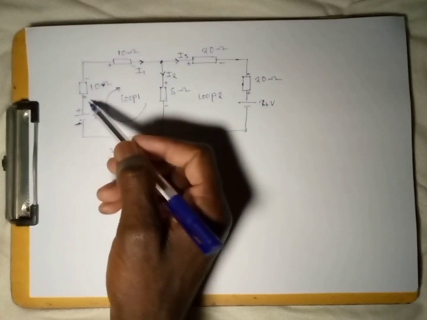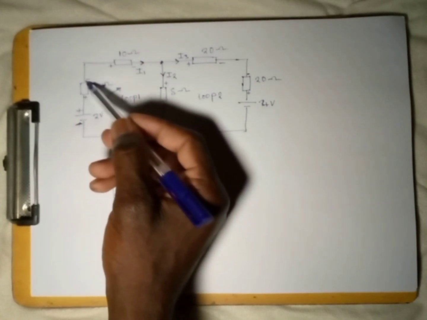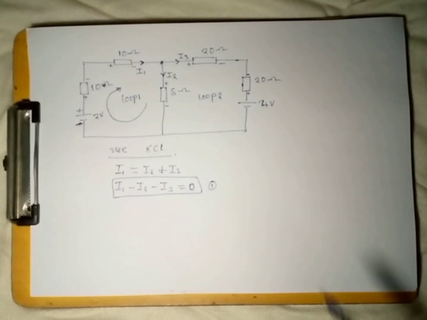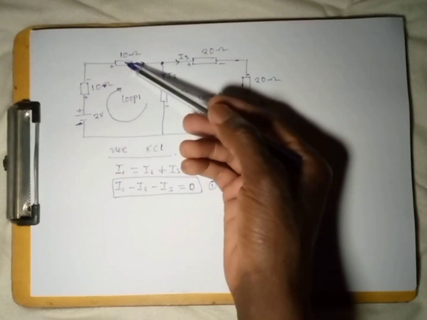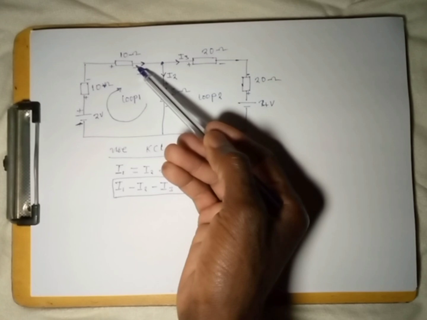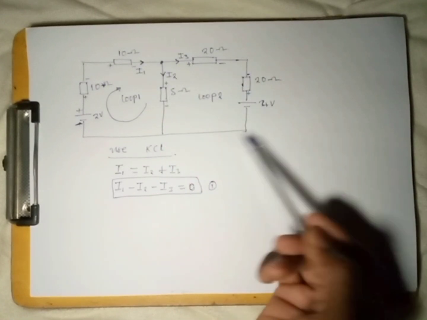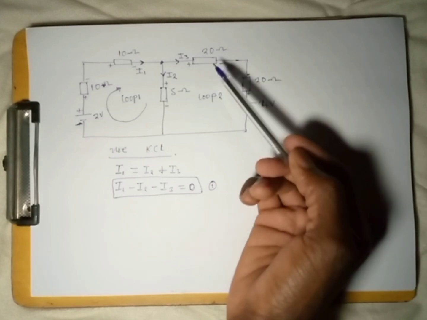On the resistors, we are moving from positive to the negative, meaning that the voltage across this has to be negative. The voltage across that is going to be negative as well, because we are moving from negative to the positive. Same applies to this. If you come to this given loop, you choose to move in the clockwise direction.